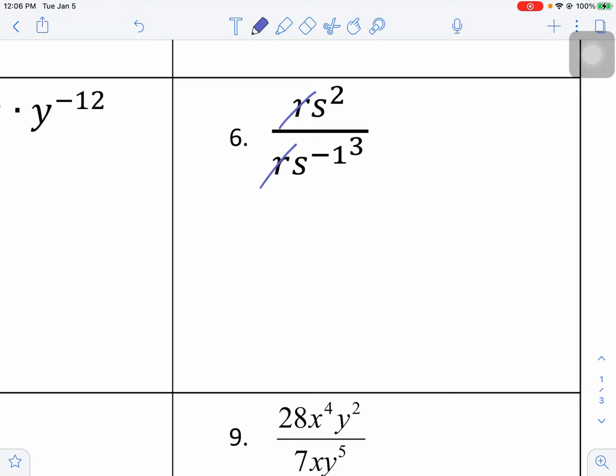Right here we have s to the negative 1 to the third. This is just a power to a power, so this is multiplication. So what I would write in my first step is s squared over s to the negative 3. As soon as you multiply negative 1 by 3, it gives you negative 3. Now we can go s squared minus negative 3, which is going to be s to the 5th power.